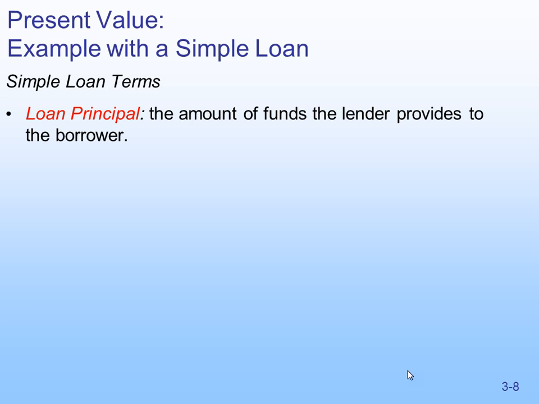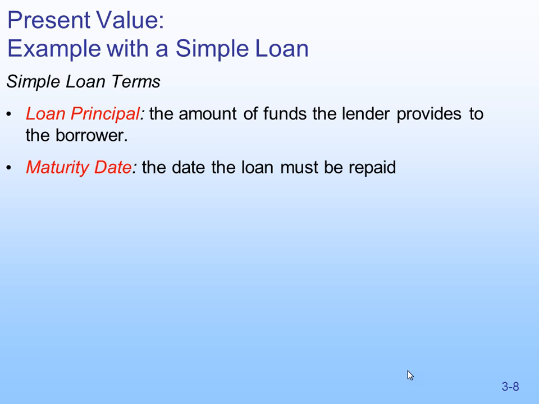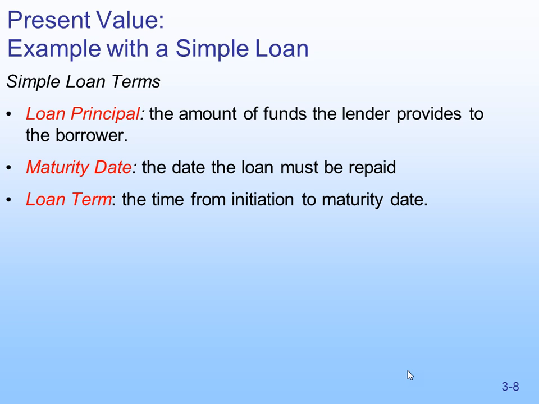Okay? What's the maturity date? That's the date that the loan has to be repaid. And we'll pretend it's a year, but really I'm going to collect it in a few minutes. Now, related to the maturity date is the term. That's the length of the loan. So if his loan is due back 1 year from now, then that simple loan has a term of 1 year.